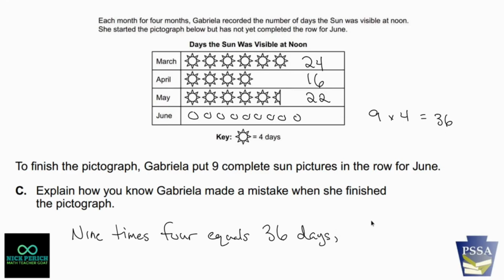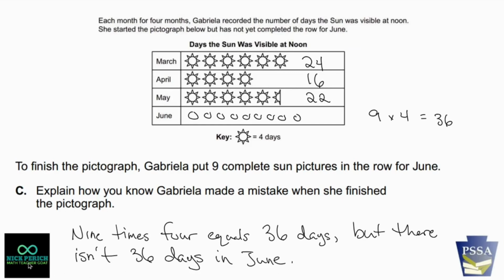Well, there isn't 36 days in June or any month. So that doesn't make sense. In fact, there's 30. So 36 is way too many. But that's the end of that free response question.